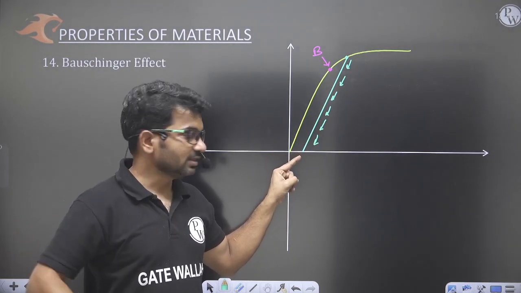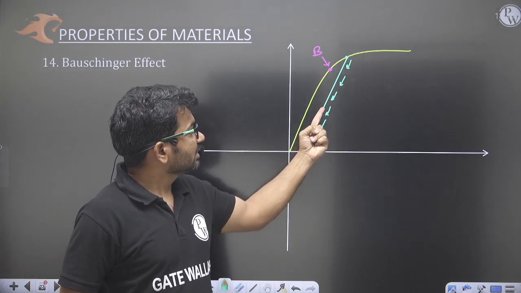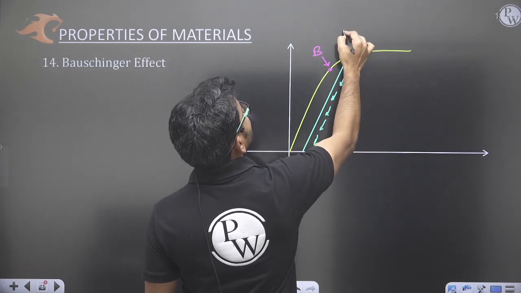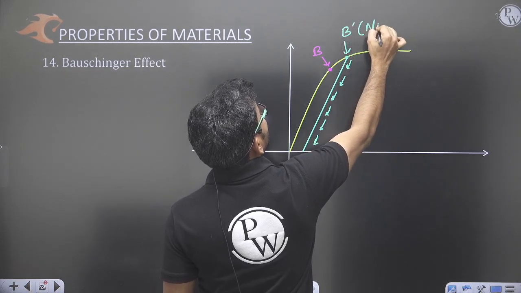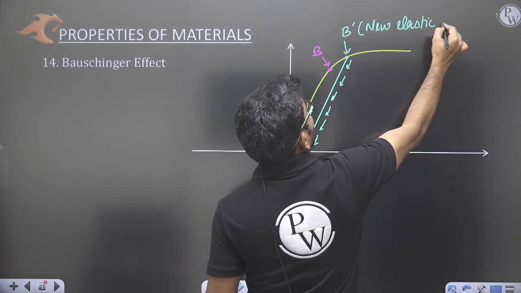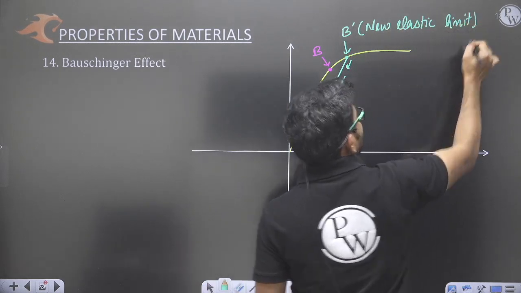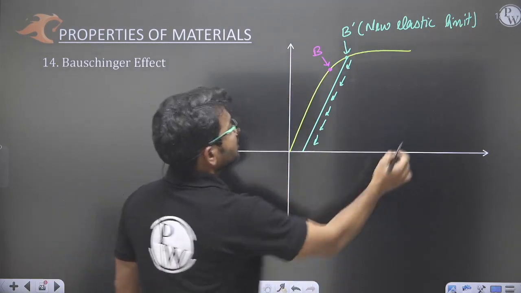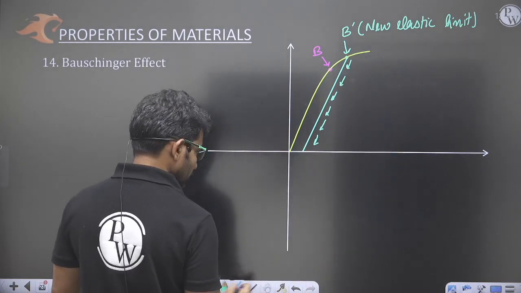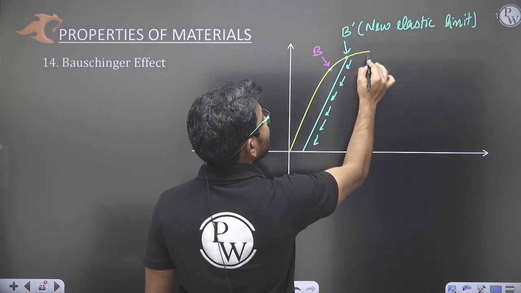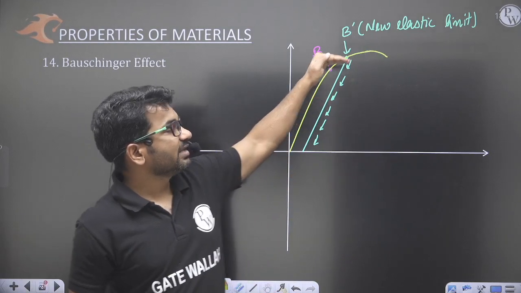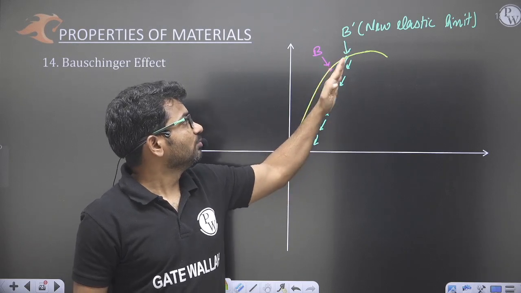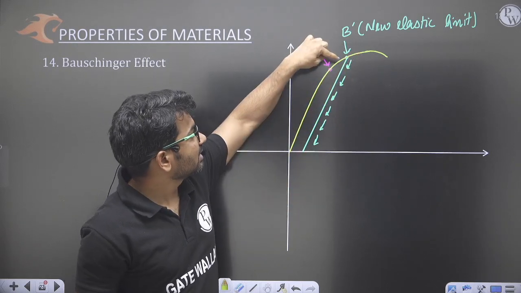When I load again, the loading curve will follow this path, and now this has become my new elastic limit, D dash. That means my elastic limit has now increased. I have made the material a little bit stronger. If I do it more, my material will become even stronger, and the elastic limit will be raised further.